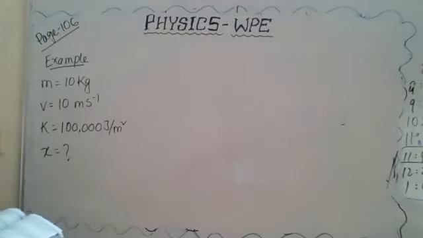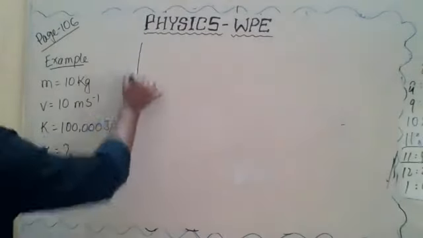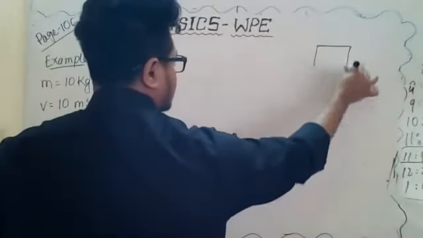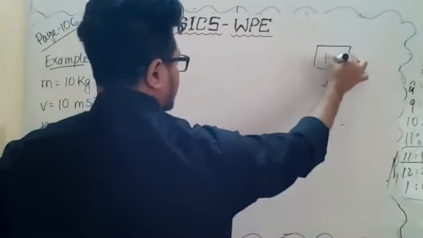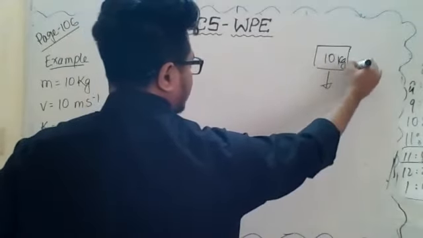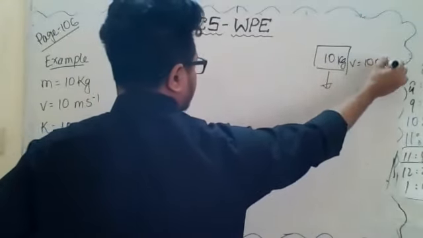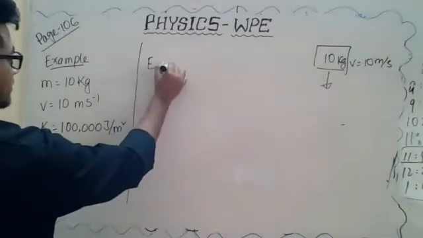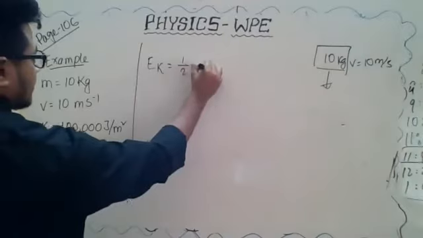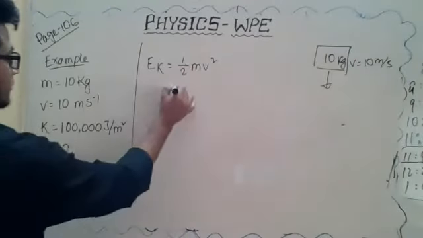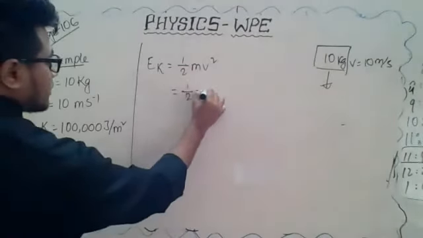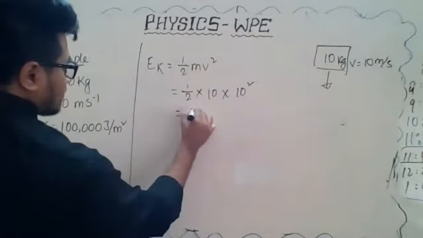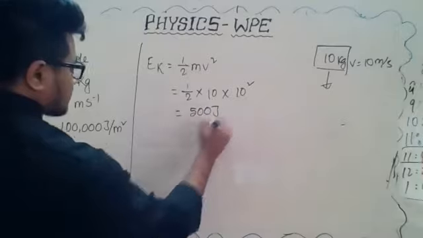Now, if a body is falling in the downward direction, the mass is 10 kg and the velocity is 10 meter per second. So I can easily calculate the kinetic energy of the body, right? The kinetic energy will be half mv square, and if I calculate, it will give me 500 joule, right?